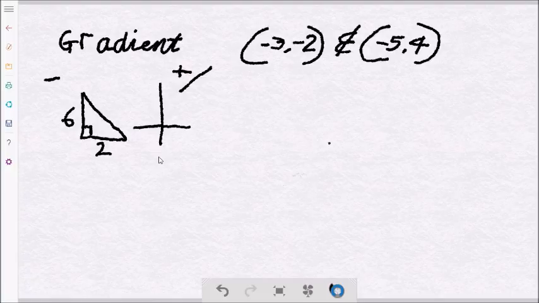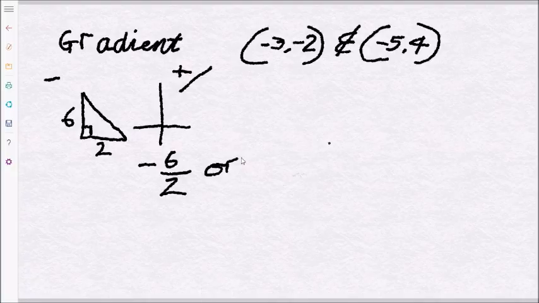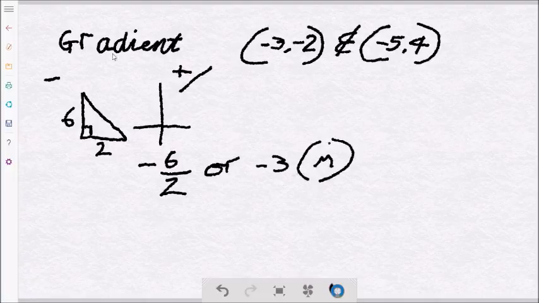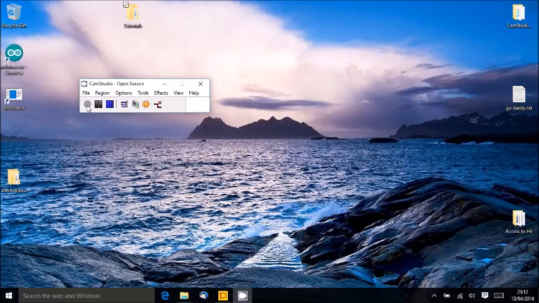So the gradient of this one is going to be minus, remembering the minus, and it's going to be 6 over 2. And 2 goes into 6 3 times, so it's going to be -3. And that's how you find the gradient. Now the gradient is also known as m. You'll need to know this for the next question.